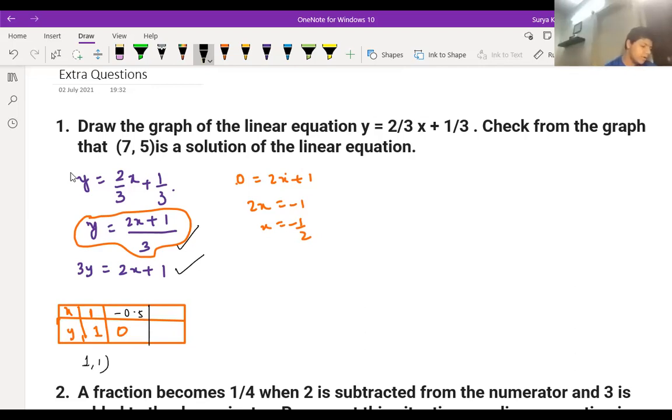Sir, I substituted x. I got x = (3y - 1)/2. That you can also do, no problem. And then I took the value of y as 1. I got x as 1, and for y = 3, x is 4. Is it 3 and 4, right? Yes, sir. Here only you can put x = 4: 4 into 2 is 8, 8 plus 1 is 9, 9 by 3 is 3. So yes, sir, same thing.